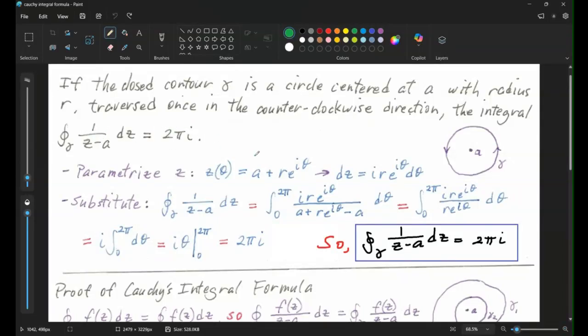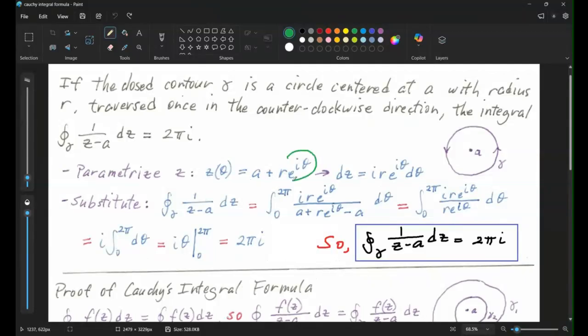And 2 pi i is a big deal in complex math. You see it over and over. And so we're going to take this thing and parameterize it. So I'm starting here with it, but we're going to parameterize and make substitutions.